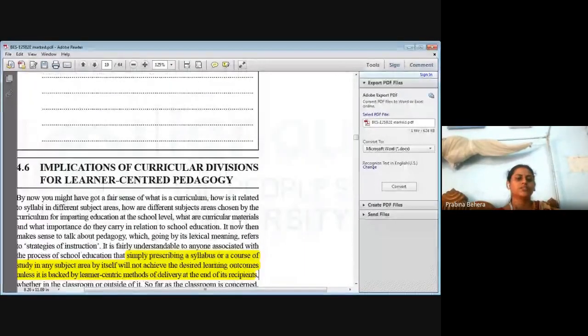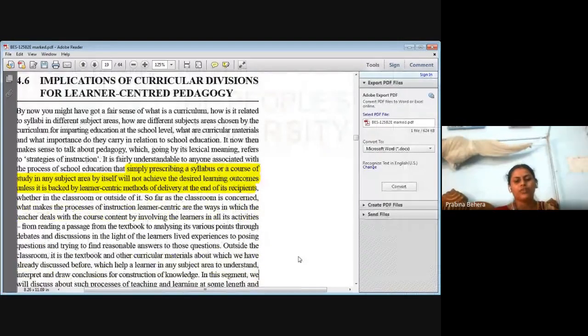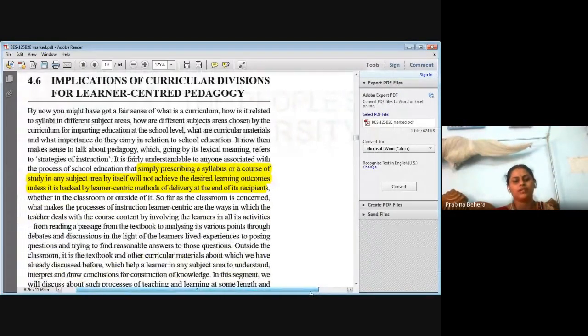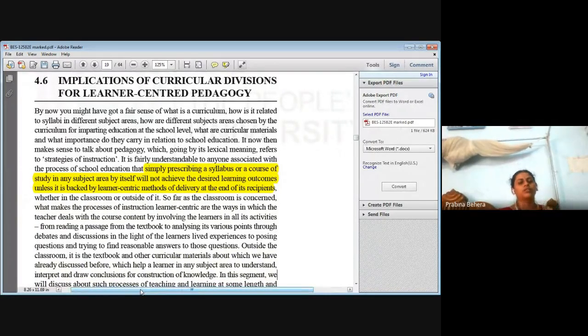Now we discuss implication of curricular divisions for learner-centered pedagogy. Now we are switching over to learner-centered pedagogy. Before, we had a teacher-centered curricular approach, but nowadays, as per National Curriculum Framework 2005, we should give emphasis to the students and their knowledge construction. So the paradigm has now shifted from teacher center, to learner center, to learning center.